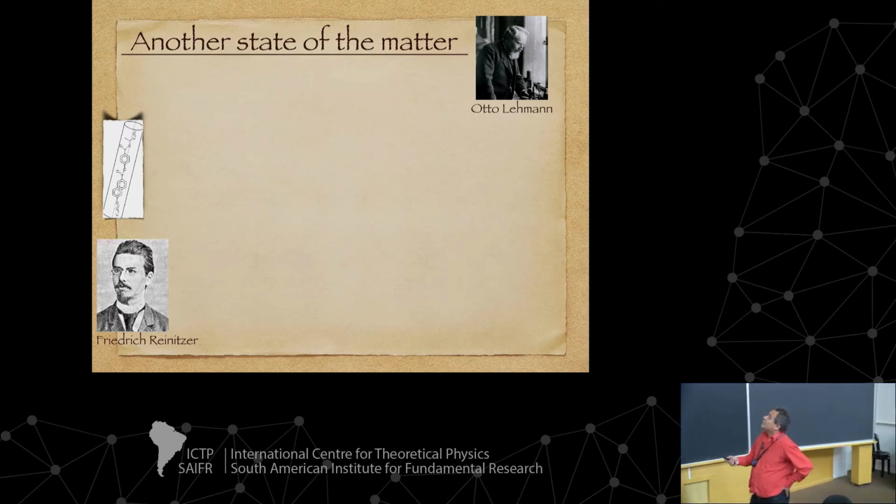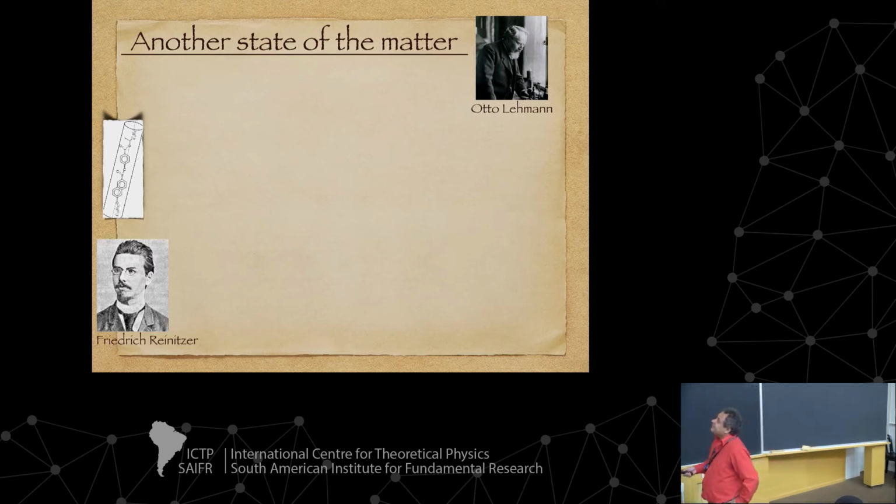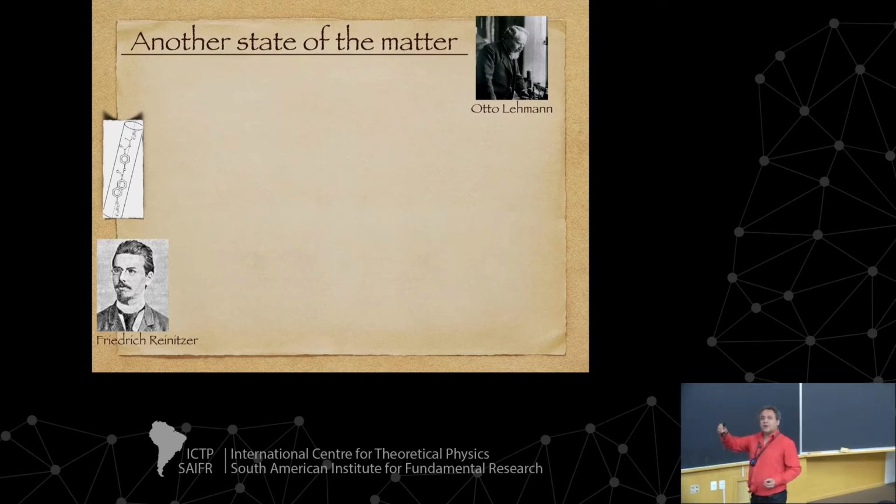This is what we call liquid crystal. Essentially, what is the difference? The basic element of the matter here is a molecule, typically with a rod-like structure. It is not like a sphere, it is more a rod, typically between 15 and 20 angstroms. It is not so long compared to a polymer, but it is long compared to a sphere.